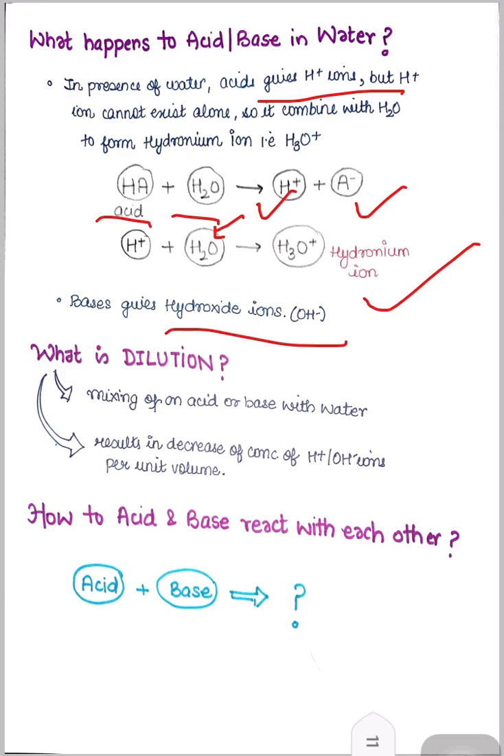Next, what does the word dilution mean? Dilution is simple. It is mixing of acid or base with water, meaning just adding water or mixing water with the acid or base. Now what is the effect of dilution? It will result in a decrease in the concentration of H positive or OH negative ions per unit volume. For example, if I have an acid that is completely dissociated, giving me more H positive ions, but I add water to it, the number of H positive ions will obviously decrease per unit volume.